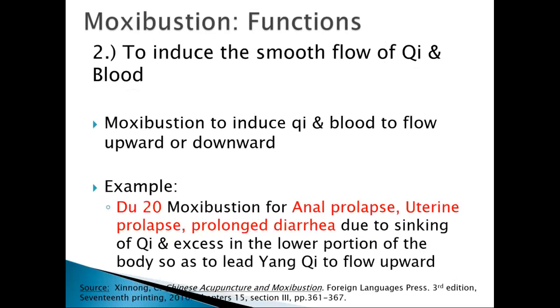Another example, do 20 or governor vessel 20 moxibustion for anal prolapse, uterine prolapse, and prolonged diarrhea due to sinking of qi and excess in the lower portion of the body, so as to lead yang qi to flow upward. When you have this kind of disease, prolapse and prolonged diarrhea, moxibustion at the top of the head, the vertex, your do 20, can help with those symptoms by leading yang qi to flow upward. These are classic examples of how moxa induces the smooth flow of qi and blood.